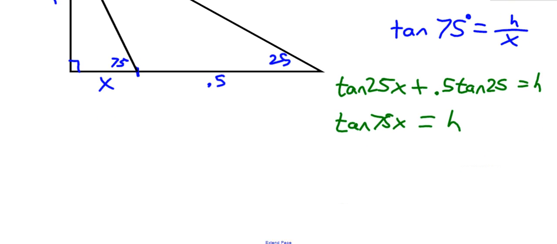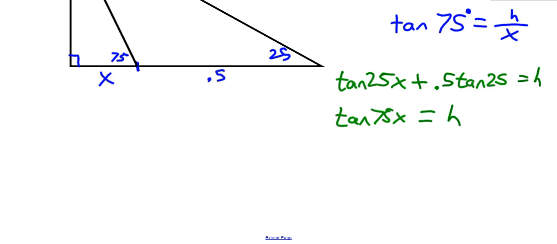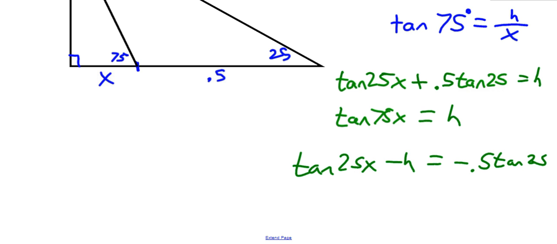Trying to get them in standard form, so we want h and x both on the same side because those are our two variables. And then we want the constant term on the other side, on the right side. So tangent 25 x minus h equals negative 0.5 tangent 25. Move the constant over, make it negative. And then for the bottom equation, it's going to be equal to 0. Tangent 75 x minus h. So our coefficient of x is tangent 25.